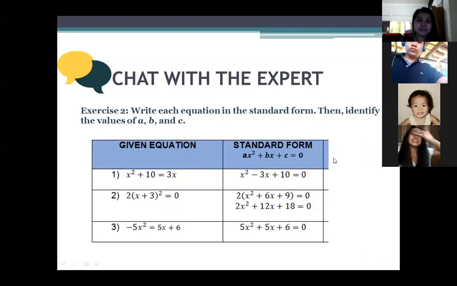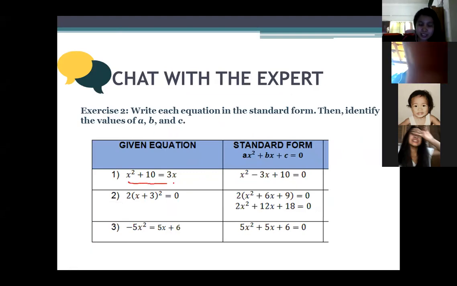Now, if you can see, this is the given equation, and we need to write it in standard form. So what will you do? You transfer 3x to the other side. Remember the rule in algebra, once it will cross the equal bridge, the sign will change. So 3x becomes negative 3x.